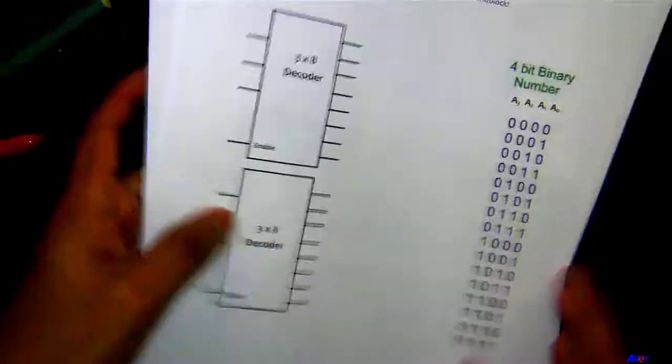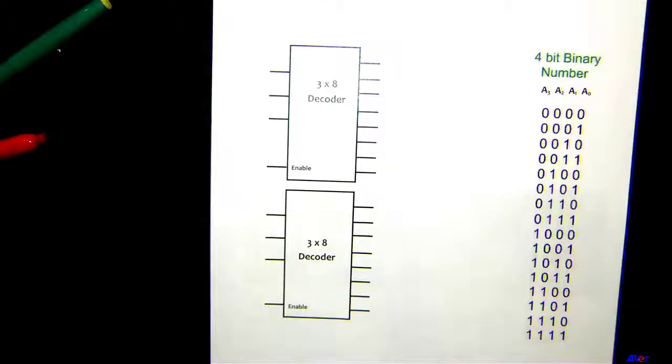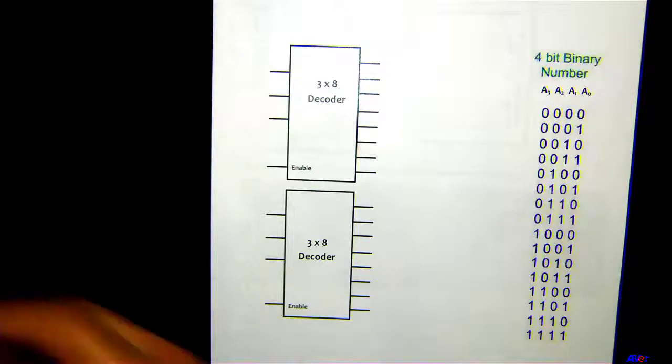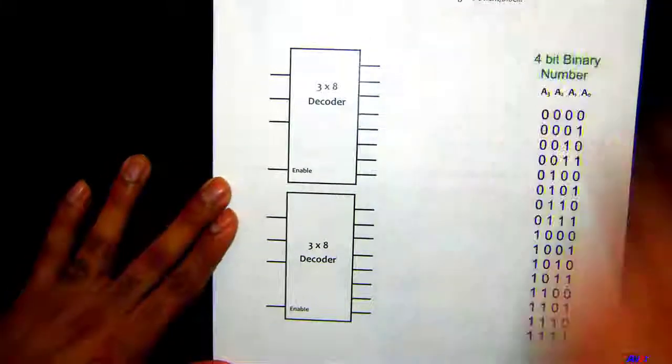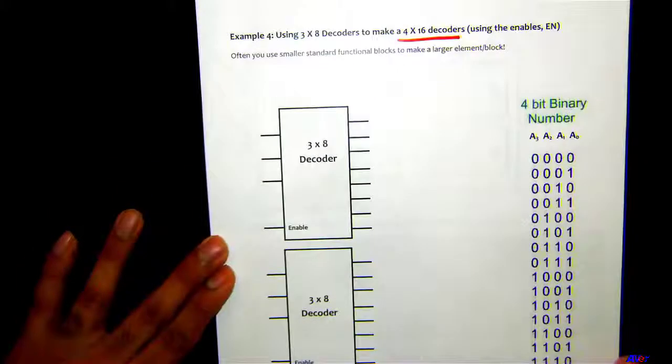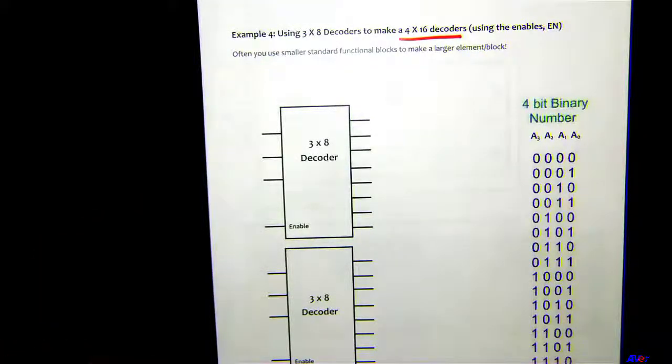Okay, let's move to this example right here. Often you use smaller standard functional blocks to make a larger element or block. Usually we try to use the smallest blocks we can, and then we put them together to make a larger one. For example, this is an example of a 4x16 decoder. Believe it or not, you can actually make a 4x16 decoder by using two 3x8 decoders.